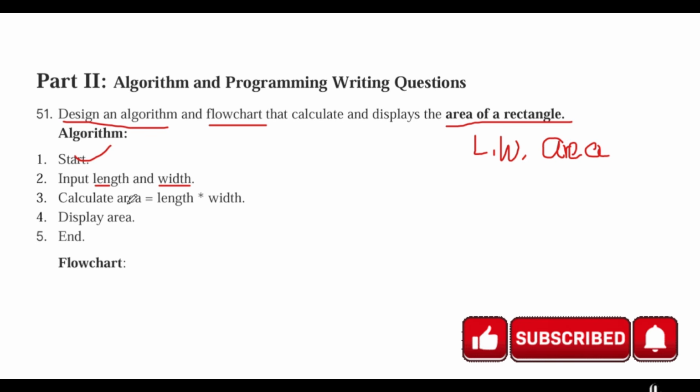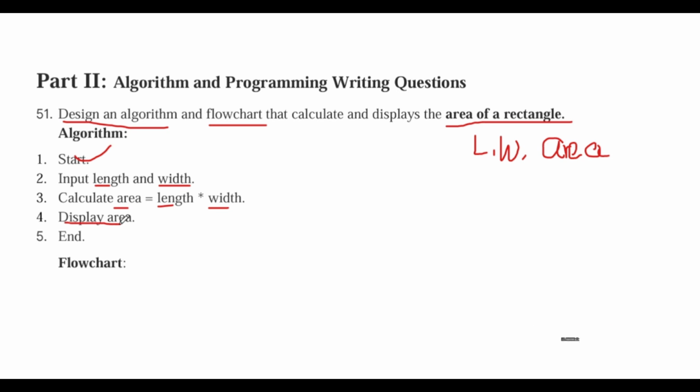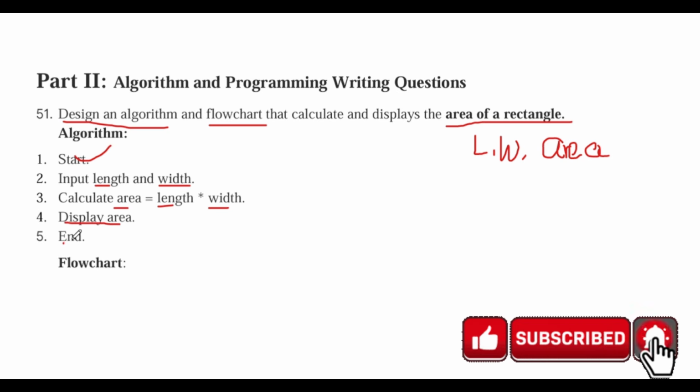What's the formula of rectangle area? Area is equal to length times width. Calculate area is equal to length times width. This is the algorithm. The fourth step, display or output the area, meaning the result. The fifth step, end or finish your algorithm. This is finiteness. What does the flowchart look like?